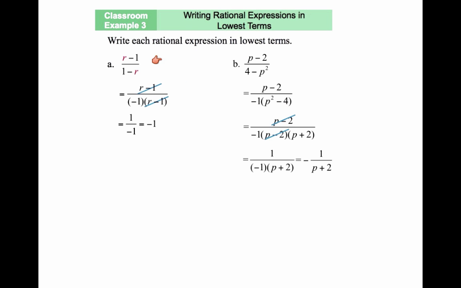Write each rational expression in lowest terms. Here we have r minus 1 over 1 minus r. Looks kind of the same, except if I factor a minus 1 out of either of these two terms, I can make them exactly look alike. So if I factor a minus 1 at the bottom of the fraction, what times minus 1 gives you 1? It gives you negative 1. What times minus 1 gives you the second term? So in this case, I can either factor a minus 1 at the top of the fraction or at the bottom of the fraction.